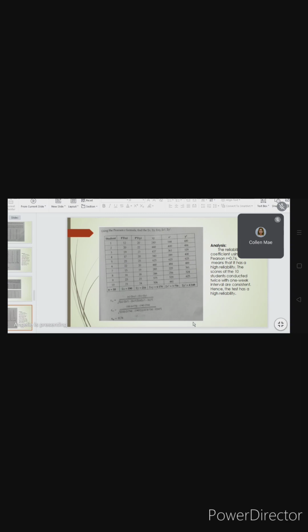So, students 1 to 10. Our n is 10. The FT is the x, so we have 12, 20, 19, and so on. Then the PT is 20, 22, 23, and so on. Then the xy, x squared, and y squared. The way to get the xy is different. We just multiply 12 and 20, so the result is 240. Then for the x squared, since the FT is x, we multiply 12 times 12, which equals 144. Then for y, we multiply 20 times 20, which is 400. It is the same procedure until we reach student 10.